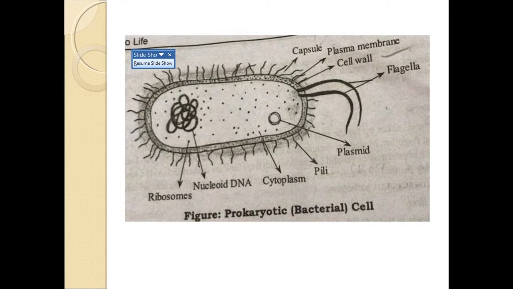Nucleoid DNA in prokaryotes is the genetic material. As I have discussed just now, prokaryotes lack the membrane-bound nucleus. The genetic material is embedded in a nuclear region called the nucleoid. The nucleoid is the nuclear region which contains the genetic material, DNA, in the prokaryotes.